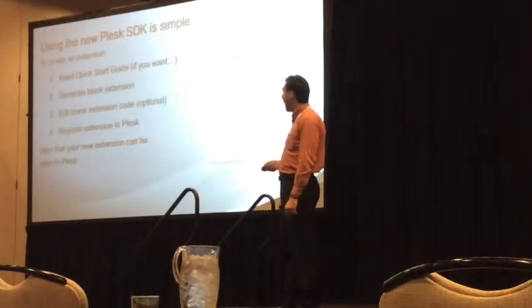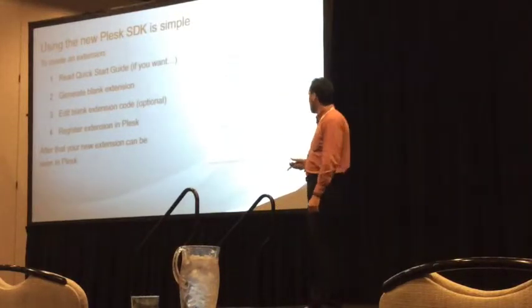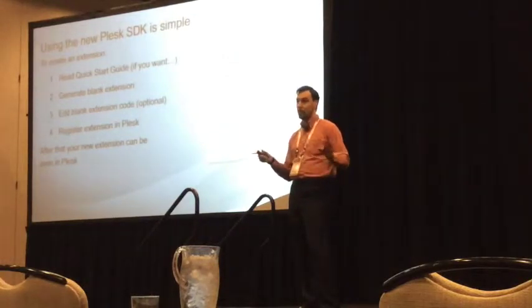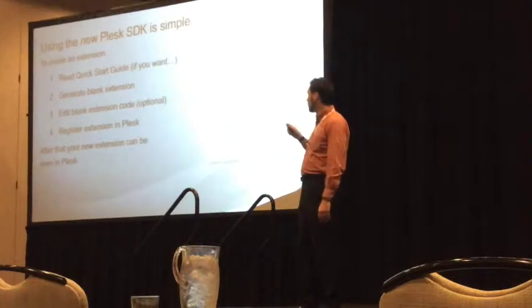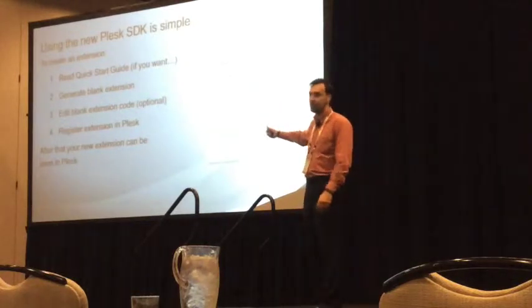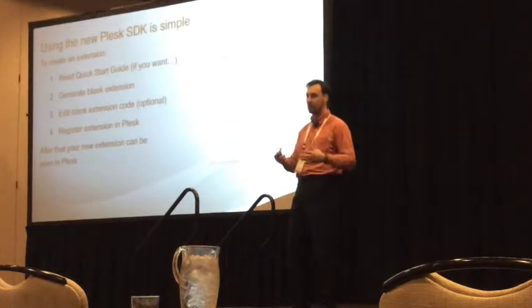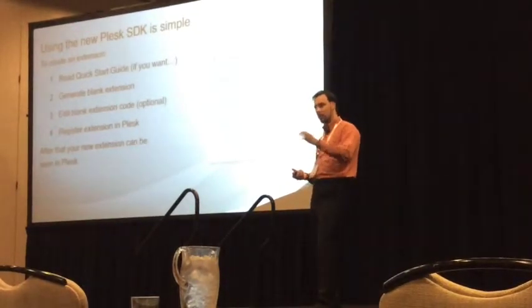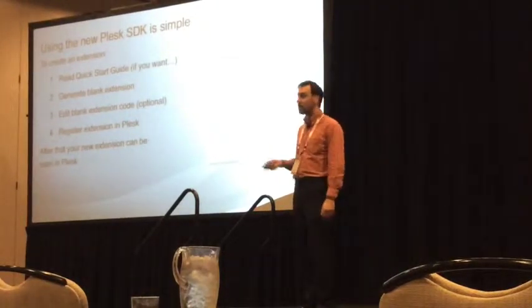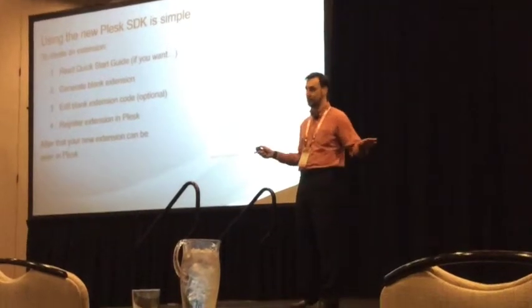So, how do you use the new Plesk SDK? We have simplified the process. Right now, you can read the quick start guide. Again, you might not want to read that. Then you just generate a blank extension using the command line example right over there, or you can read about that in the quick start guide. After you get a blank, you can fill it out. You can include your own name and description and whatnot, and fill out your code. Again, that's optional if you just want to check if it works. And then you register your extension on Plesk and it just works. Simple as that.